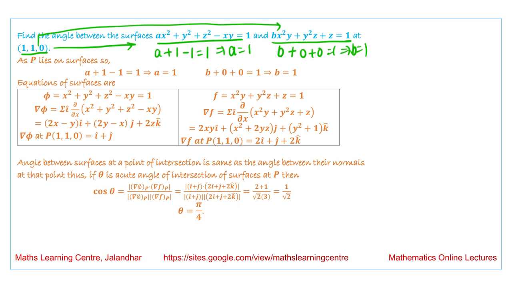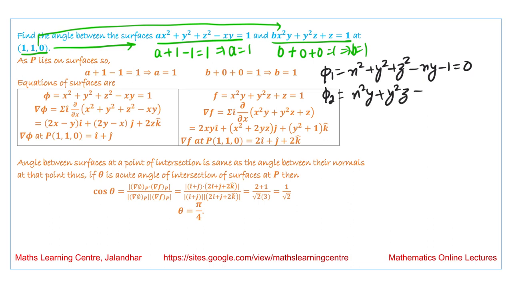So the two equations that we have are x square plus y square plus z square minus xy minus 1 is equal to 0. This is phi 1 we are writing. Phi 2 we have x square y plus y square z plus z minus 1 is equal to 0.